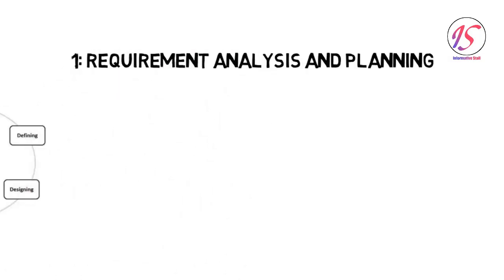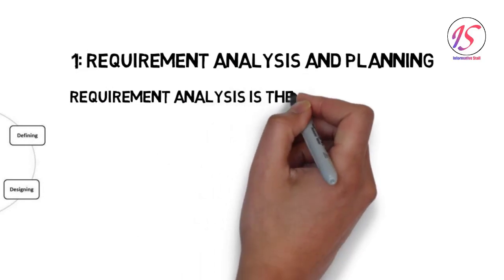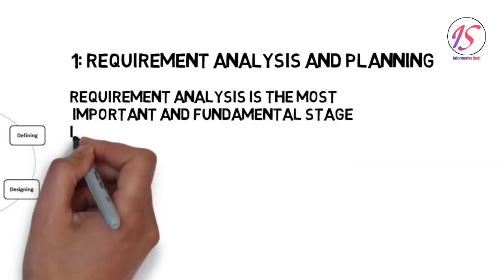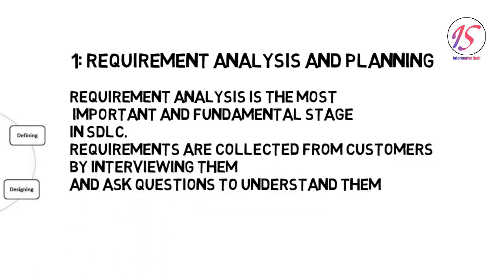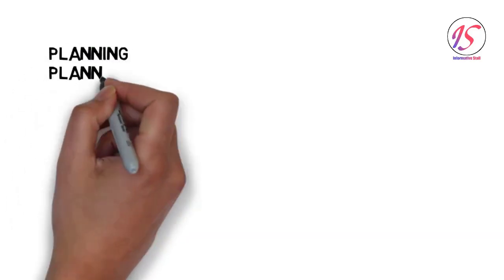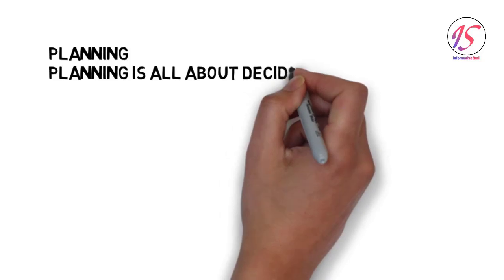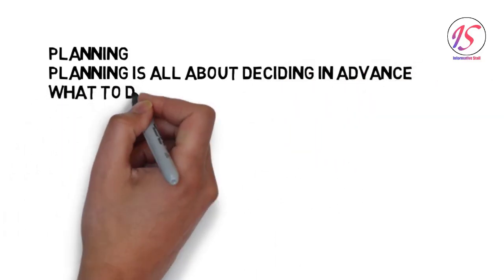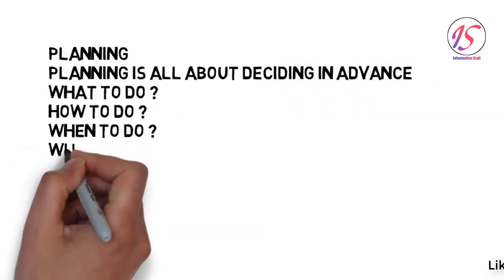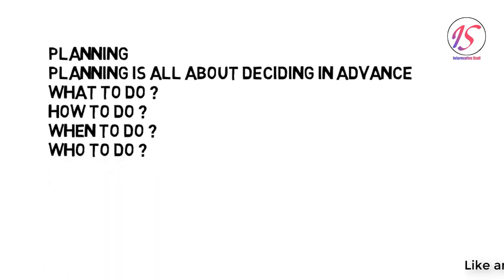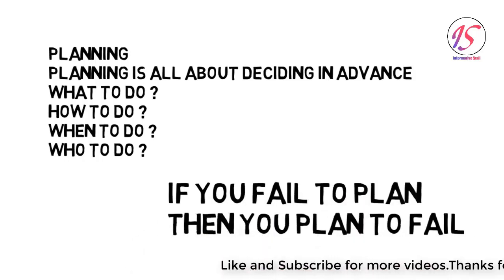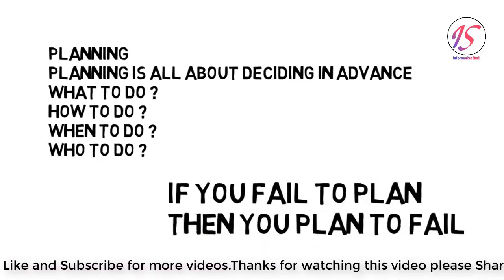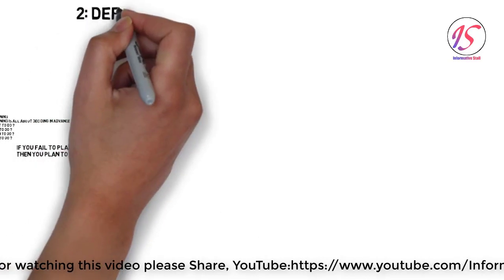The first step is requirement analysis and planning. It is the most important and first step in SDLC. Requirements are collected from the customer by interviewing them and asking questions to understand them. Once the requirement analysis is completed, then we start the planning phase. Planning is all about deciding in advance what to do, how to do, when to do, who to do. After answering these questions, the planning phase is completed. It is noted, if you fail to plan, then you plan to fail.